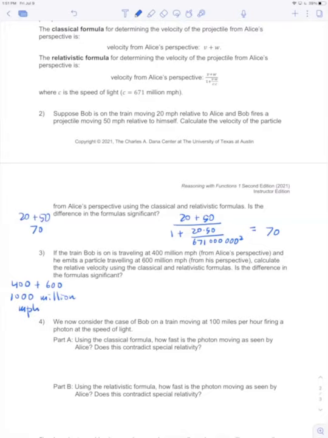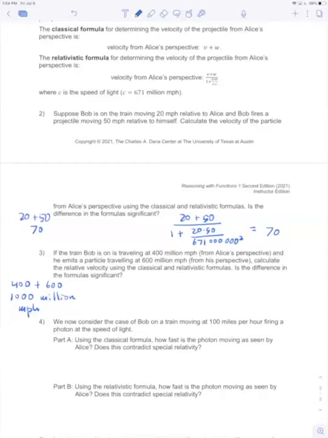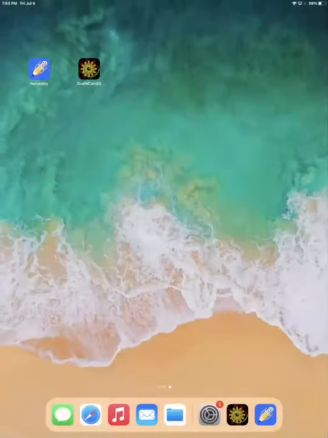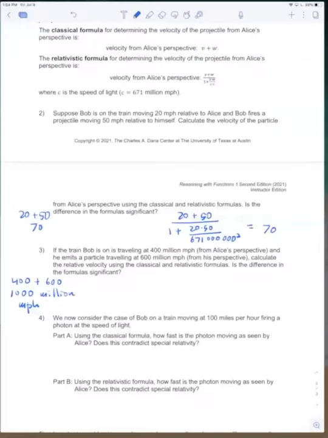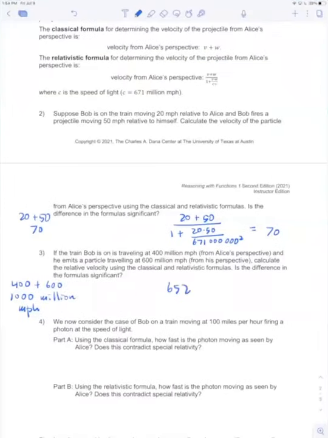Now, for the relativistic formula, let's see, I'm going over to the calculator. I have this entered in already, and you can see that we get 652 million miles per hour. So let's go back here and write 652 million miles per hour, and that is a significant difference.